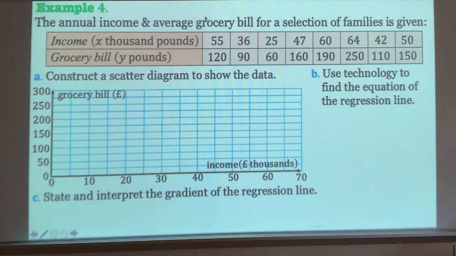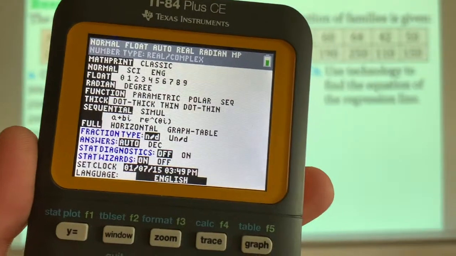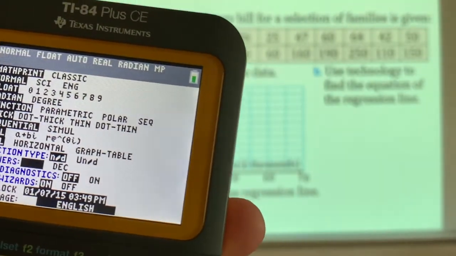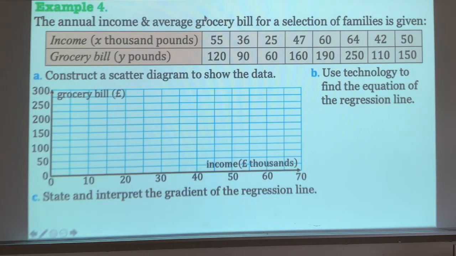Oh, it was there. I just didn't go to the right one. All right, to get the regression, you go to mode, down to stat diagnostics, and turn that on. I just didn't see it. So now I'm gonna have my regression coefficient pop up anytime.